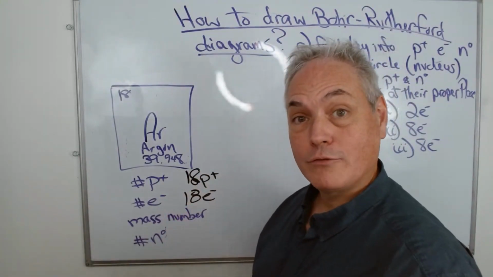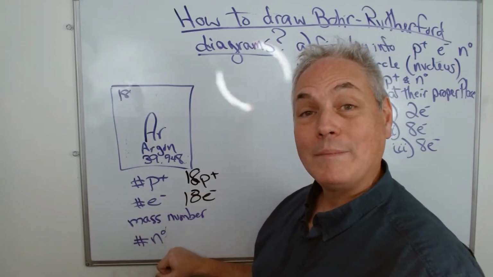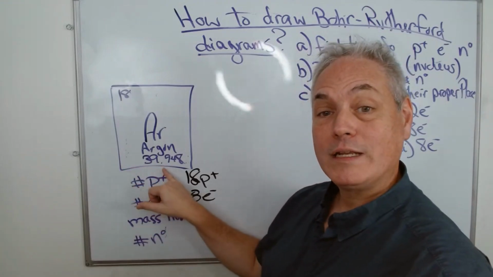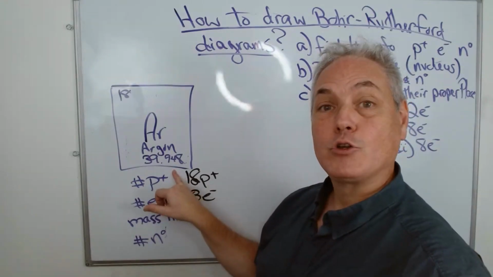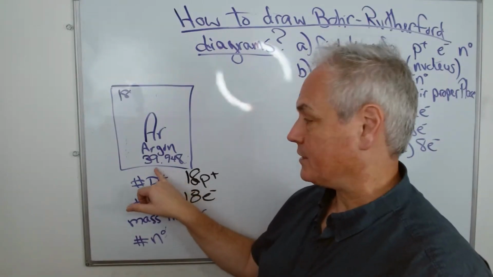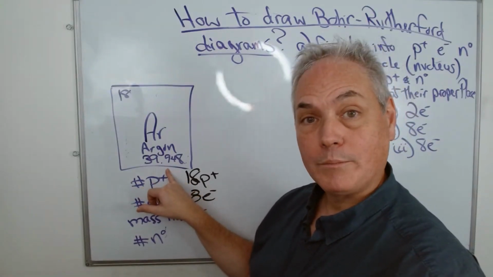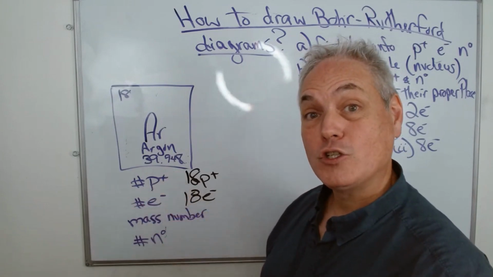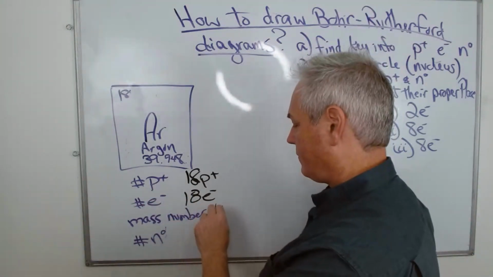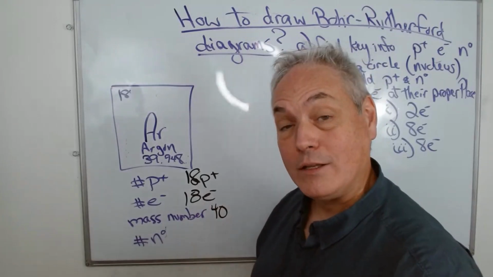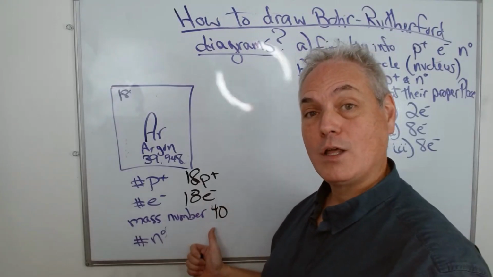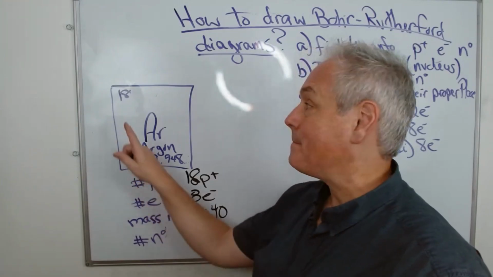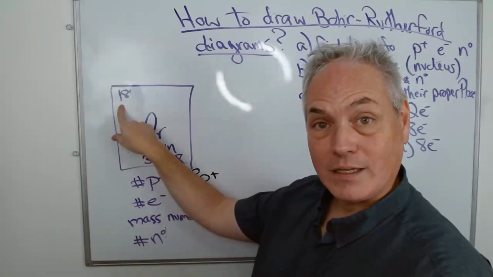So here, great information so far. I want to know how many neutrons we have. We have an atomic mass of 39.948. I'm going to round this number to the nearest whole number, which is 40. And I therefore have my mass number, which is 40. If I want to know how many neutrons I have, I'm going to take the mass number minus the number of protons, or the mass number minus the atomic number.